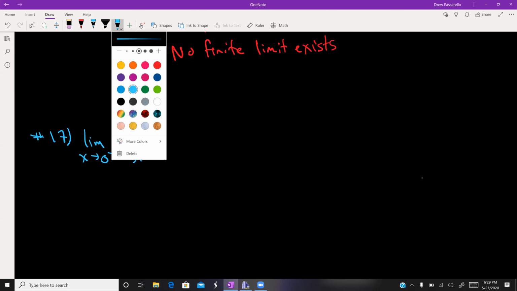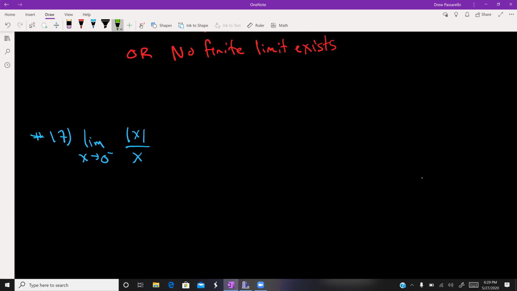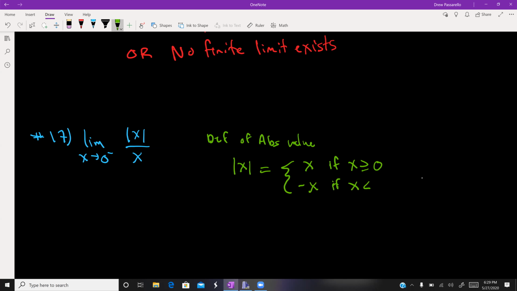From a previous video, I did an example with the absolute value, and the definition of absolute value is really a piecewise function. It's equal to x if x is greater than or equal to 0. It's equal to -x if x is less than 0. In this case, x is approaching 0 from the left side.